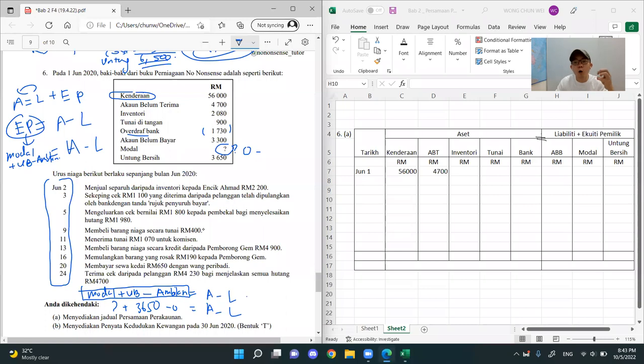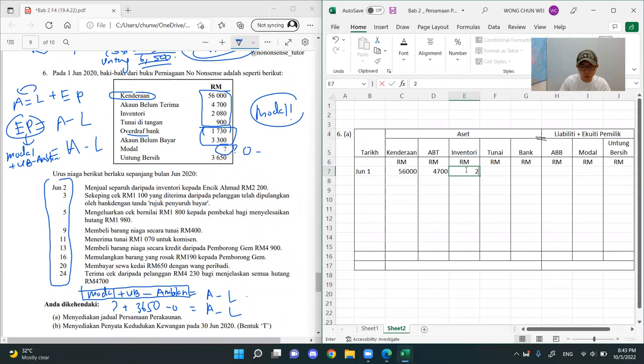So you have to find out how much is your asset. So all the asset you add up. So what are the asset? Inilah, all the asset. And then this is the liability. So you try to find out how much you get for your modal. Okay, so for now, your inventory is 2,080, your 29 is 900, so you put it in. Your bank, this one is overdraft bank, so therefore this 1,730 should be in bracket because it's minus. Right? Okay.